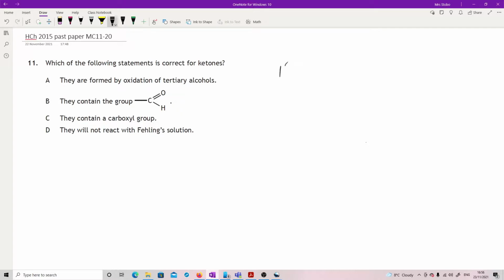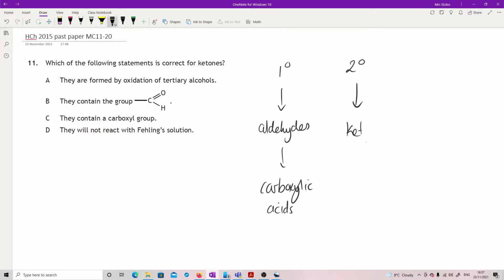Okay, so you should know that primary alcohols go to aldehydes, and then they can go to carboxylic acids, or alkanoic acids, depending on which group we're going through, but if we're being very general, aldehydes and carboxylic acids. Secondary alcohols can go to ketones. The "can go" is oxidations. And then after that, we're not going anywhere. And tertiaries just refuse to go anywhere in the first place. Okay, so we are looking for which is correct for ketones.